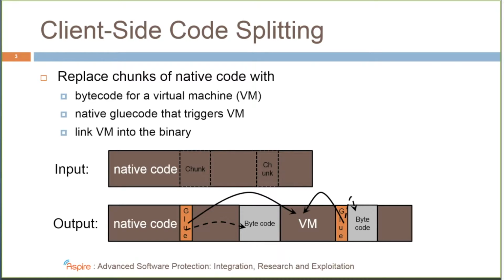As the bytecode format is not known to the attacker, he cannot attack that code statically. And of course, the trace of the virtual machine interpreting the bytecode will be much longer than the corresponding original native code fragment. After this overview, let us have a look at the protection in action.